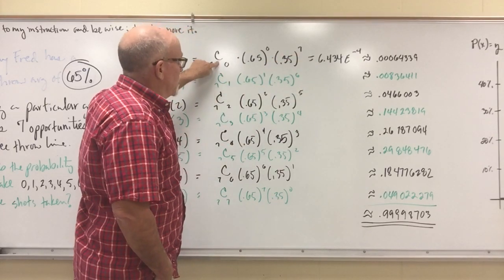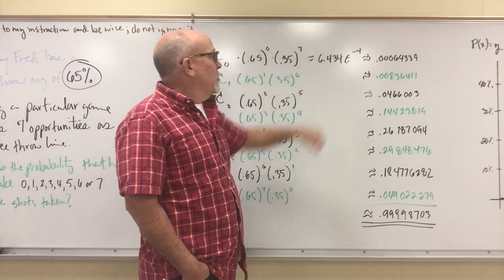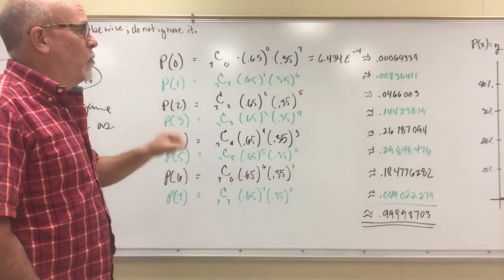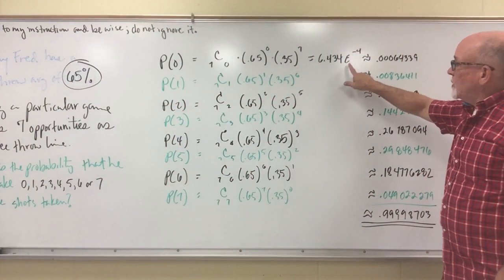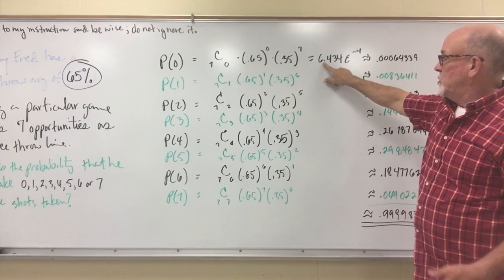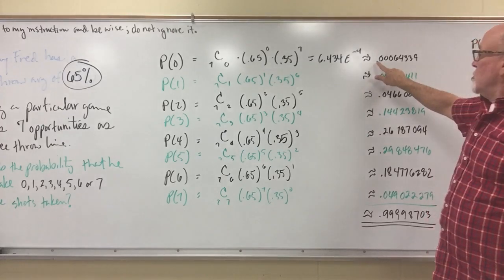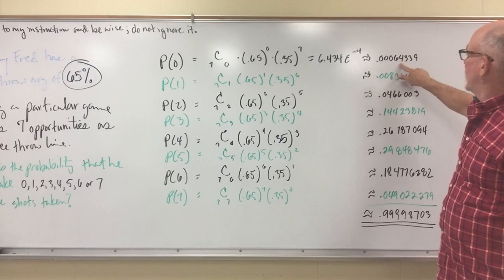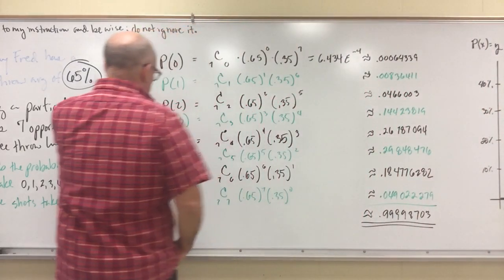If you do a product of this combination times these 2 values in your calculator, you're going to get 6.434 e to the negative 4 power. And what I wanted you to remember, that's why I wrote this up there, is this e to the negative 4 moves this decimal place 4 times to the left side. So once it moves 1, 2, 3, 4, you'll get 0.00064339. Then I went through and calculated all the other probabilities.